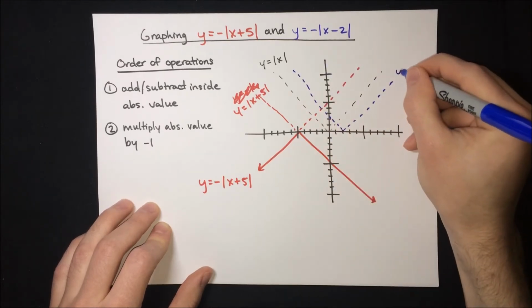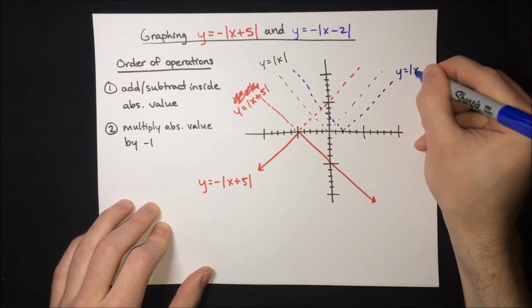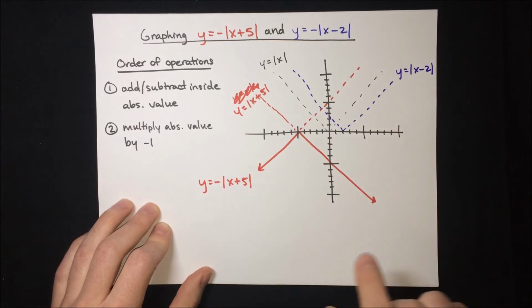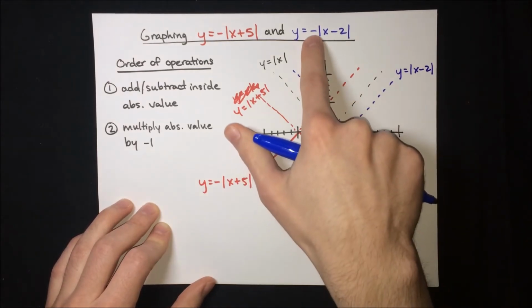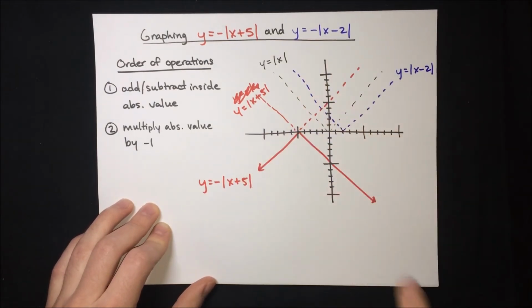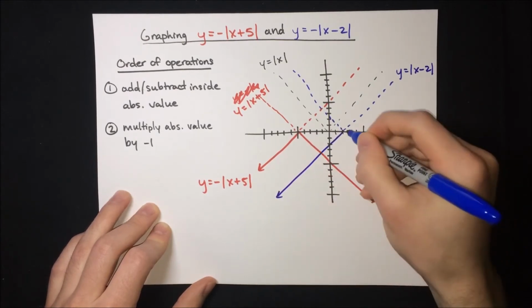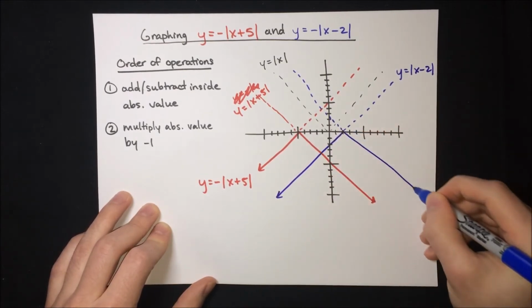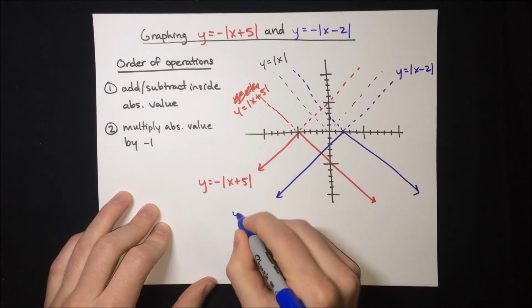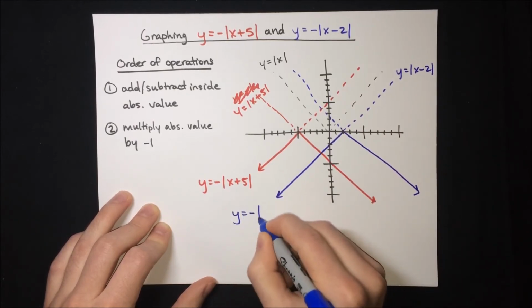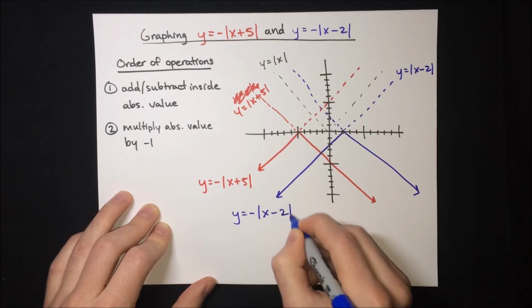So that's y equals absolute value of x minus 2. And then to take care of that negative sign, we're going to reflect it over the x-axis. So it'll look like this. There's our graph of y equals negative absolute value of x minus 2.